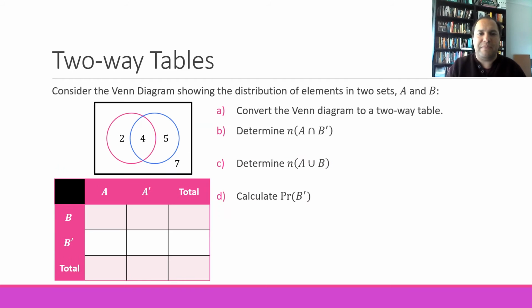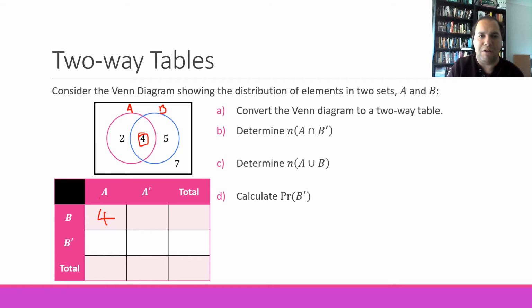All right. Now let's create a two-way table. We've got a Venn diagram here with two sets. We'll call that one A and that one B. And we want to convert this Venn diagram to a table. We'll start off with some of our intersections. This 4 here is in both A and B, so that'll be here in the top left. There's 4 things that are in A and B.